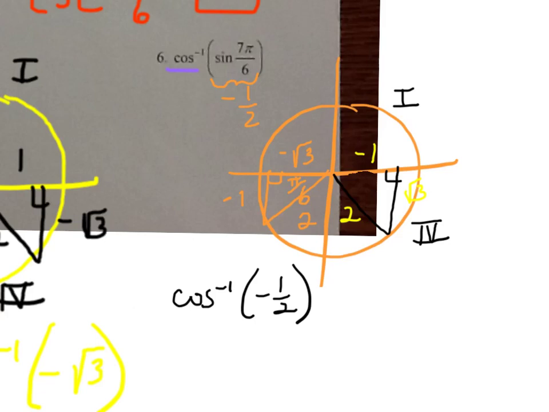Okay, hold off on that one. I actually misread the question. I thought it was saying inverse sine. It's inverse cosine the whole time, so I'm putting it in the wrong quadrant. So hold off on number 6. Sorry about that. We'll go over that in class tomorrow.